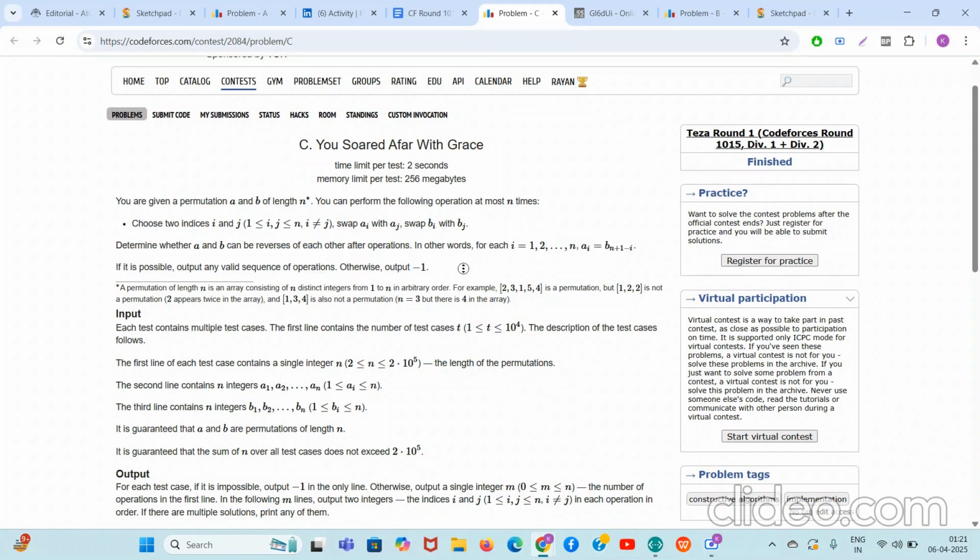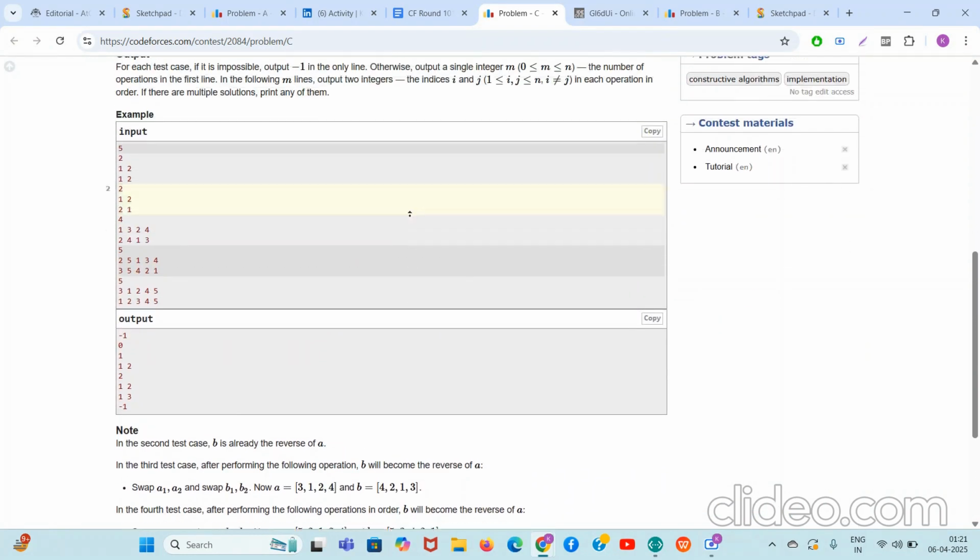This is a deadly problem, but it's a very nice problem and you can easily solve it if you focus on the core concept. Just focus on the core concept. You can do it, trust me. So let me show you.